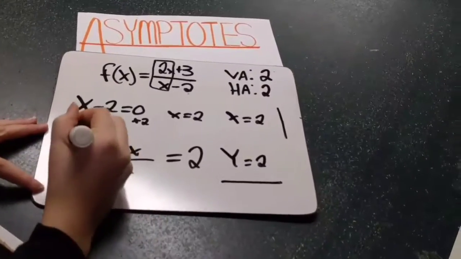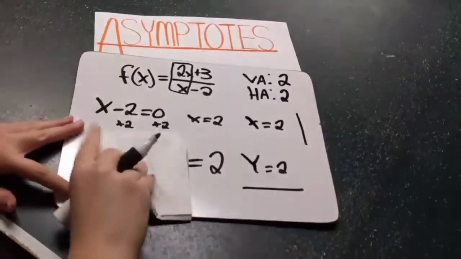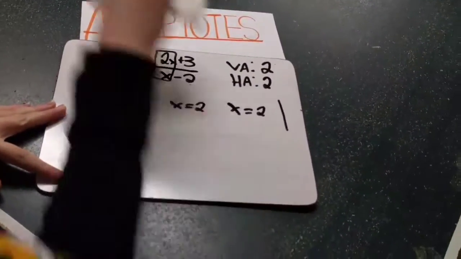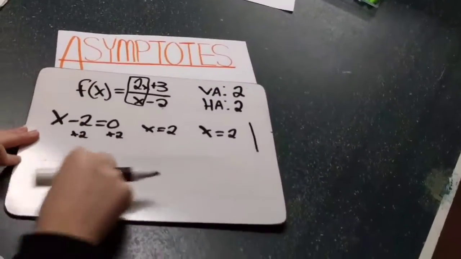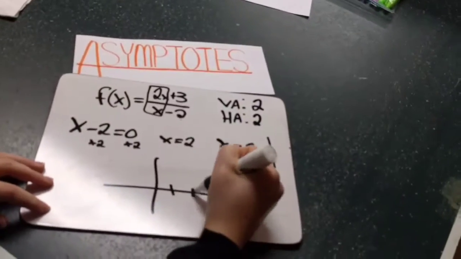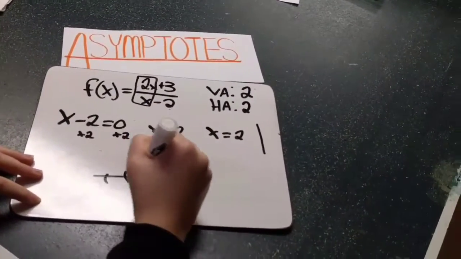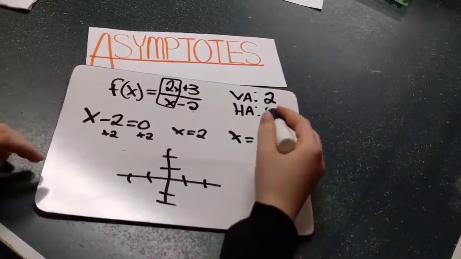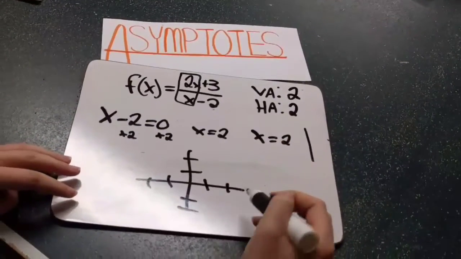So if I were to draw a quick little rough sketch over here in this corner, we'll erase this. Make sure you have this in your notes. So if I were to just draw a quick sketch over here of the asymptotes, the vertical asymptote is 2, which is x equals 2. So we find x equals 2.